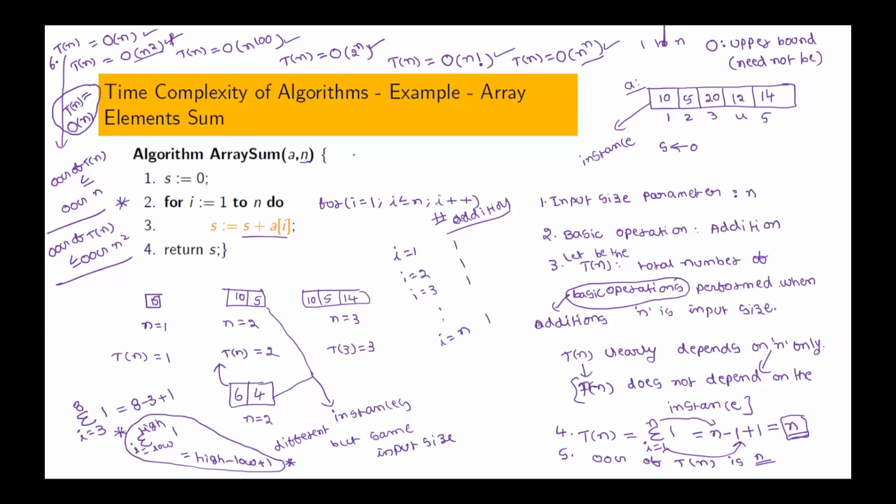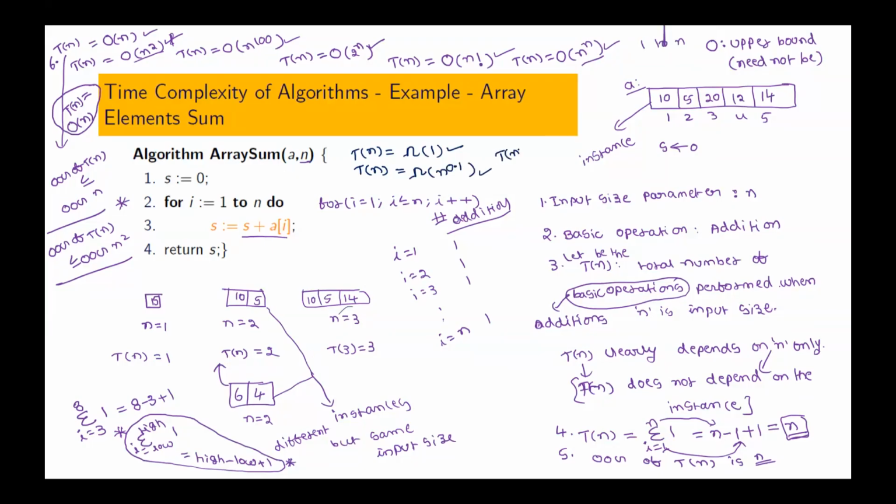Okay. Now T of n, can we represent it using something like this? T of n is big omega of 1. Is this correct or not? Yes, it is correct. T of n is big omega of n power 0.1. Is this correct or not? Yes, it is also correct.